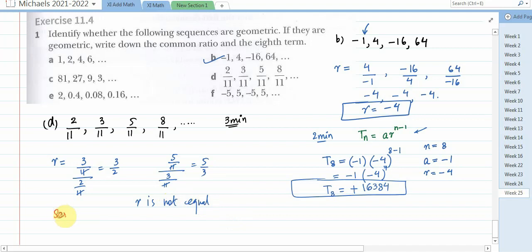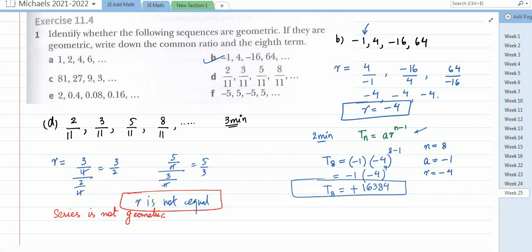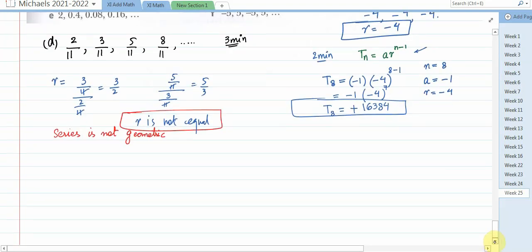So we can conclude that the series is not geometric. Why is the series not geometric? Because the ratio is not equal, and for geometric progression the ratio must be equal. That is the condition for a geometric progression. Alright, after that, moving on towards the next question.